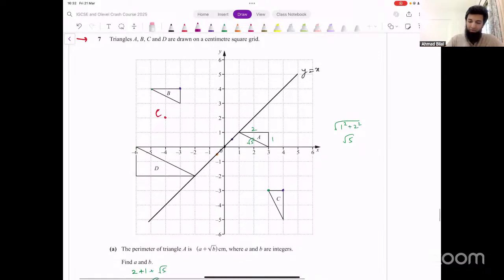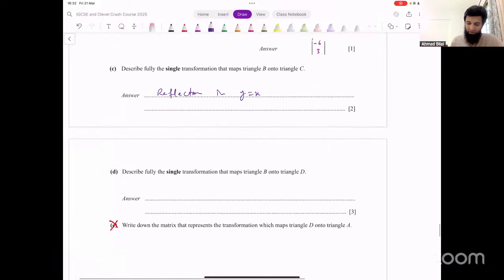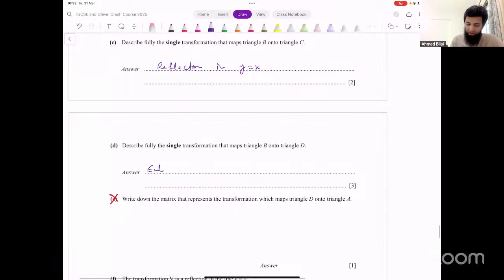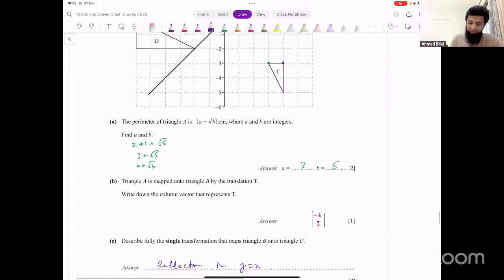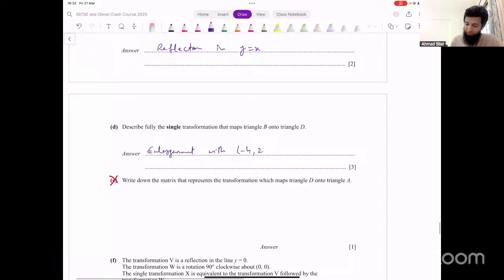Now, let's write that down. We say it's an enlargement with center of enlargement this point, which is -4, 2. And scale factor.